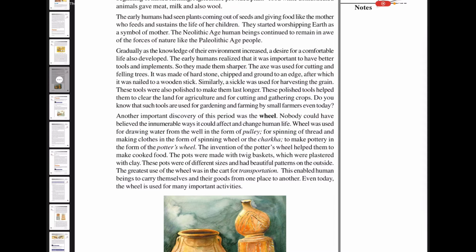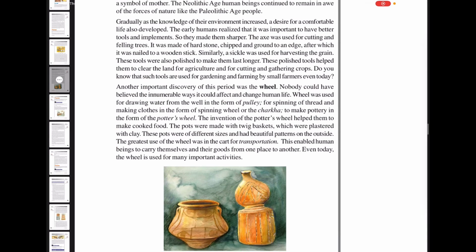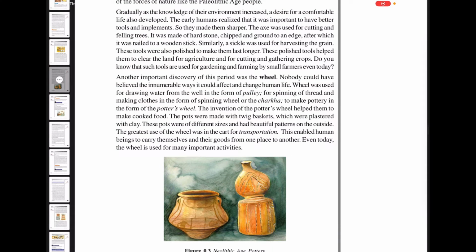The Neolithic Age human beings continued to remain in awe of the forces of nature like the Paleolithic Age people. Gradually, as the humans' knowledge of their environment increased, a desire for a comfortable life also developed. The early humans realized that it was important to have better tools and implements, so they made them sharper.